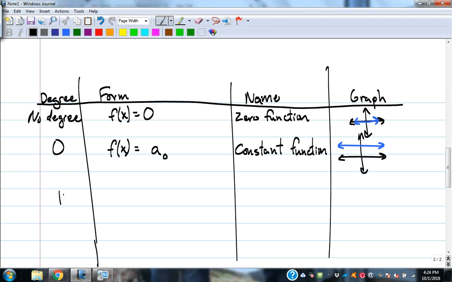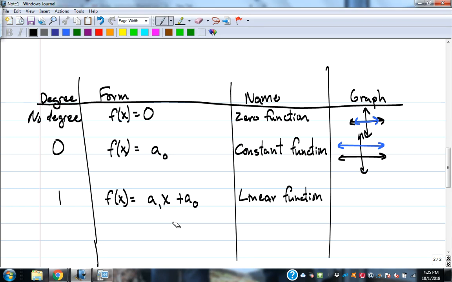So let's go to degree 1. Degree 1 is f of x equals a sub 1 x plus a sub 0. That's a linear function. In chapter 4, we wrote it mx plus b. That's how we wrote it in chapter 4. It's the same thing. We're just dealing with a polynomial. We're calling it a polynomial of degree 1.